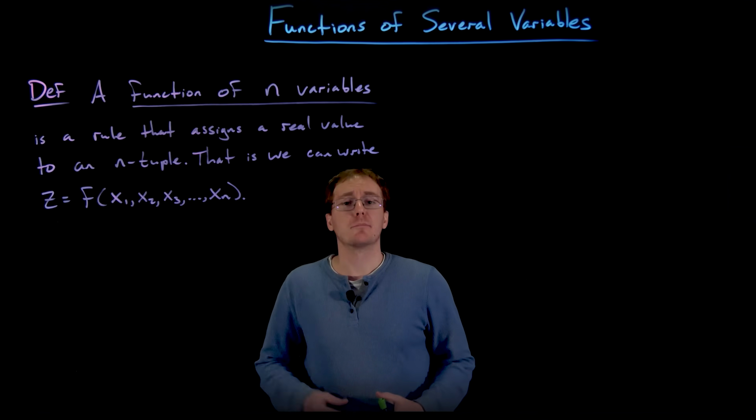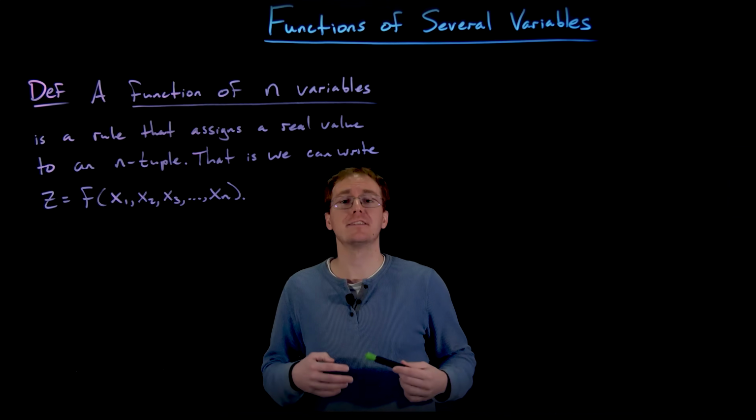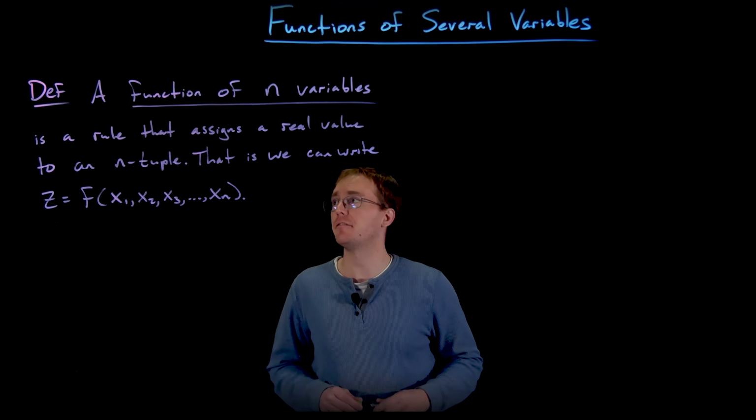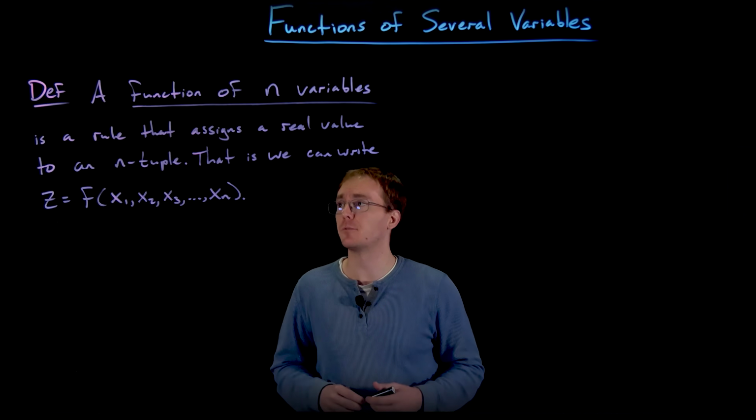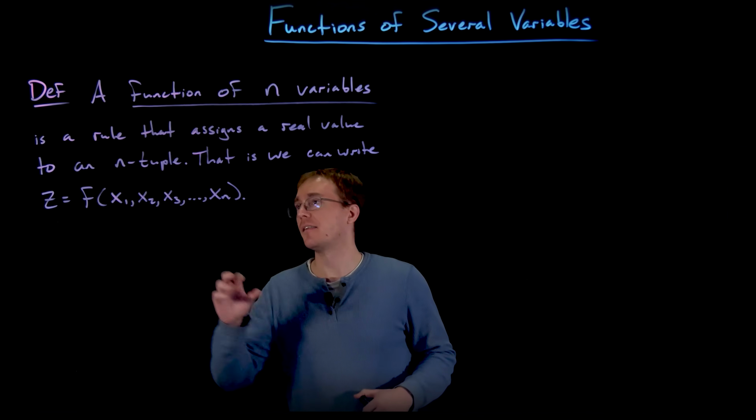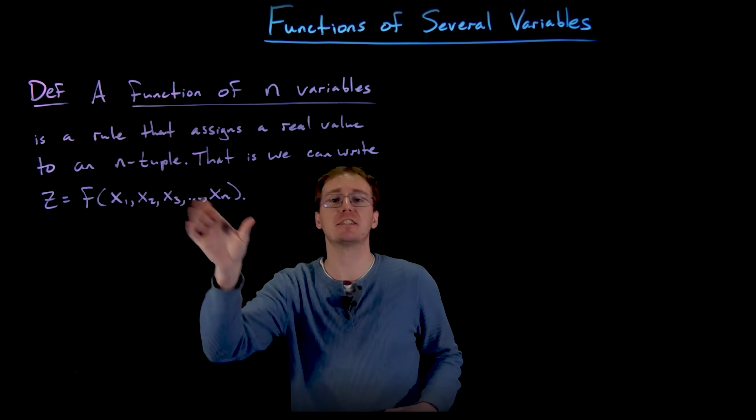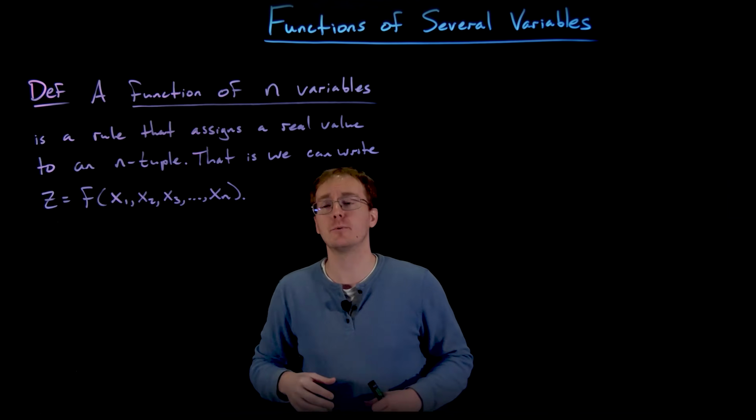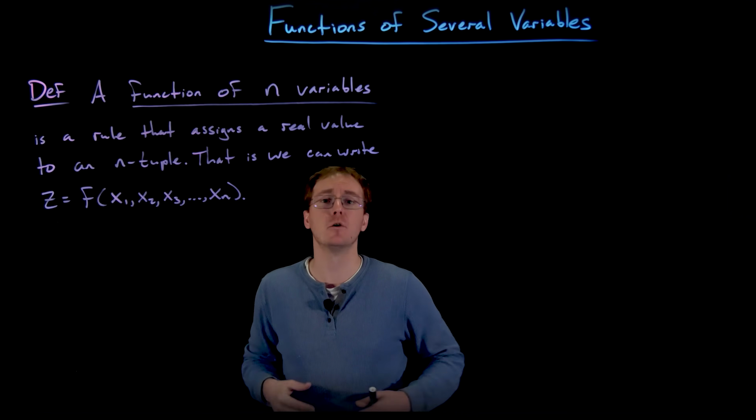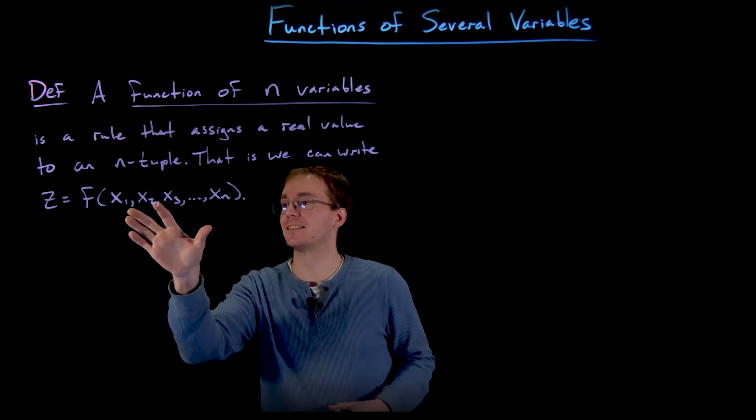Hey everyone, I just want to talk briefly about functions of more than two variables. In general, we might consider a function of n variables. A function of n variables is a rule that assigns a real value to an n-tuple. That is, we can write that real value as z, and z is written as a function of this n-tuple, where an n-tuple is like an ordered pair, but instead of having two of them, we have n of them.